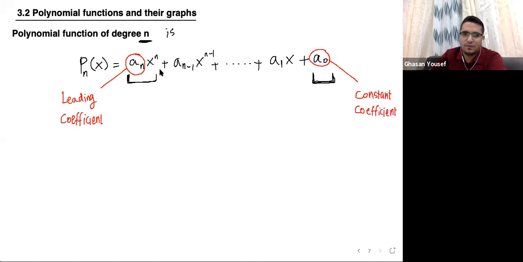Now, this part, starting from a n and ending at x to the power n, is called the leading term. This other part I can call the constant term. So in this section, I'm going to use the leading coefficient a lot, the leading term, also the constant term and the constant coefficient. We should know that a n, a n minus 1, and all these a's, down to a1 and a0, are coefficients. All of them are called coefficients.